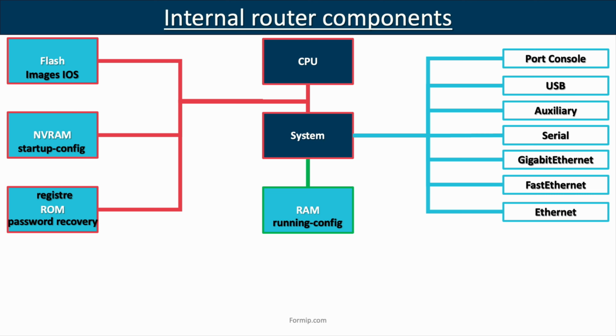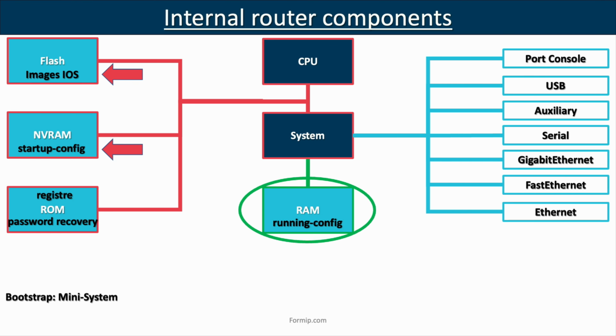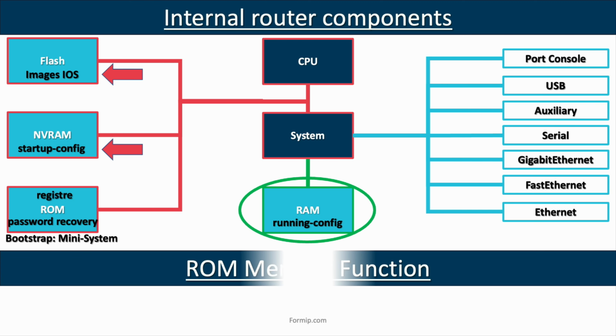To sum up, the workspace is RAM. The other memories are only used for backup. NVRAM for startup config, the flash for IOS, and the ROM for a mini system. This is what we will detail right away.